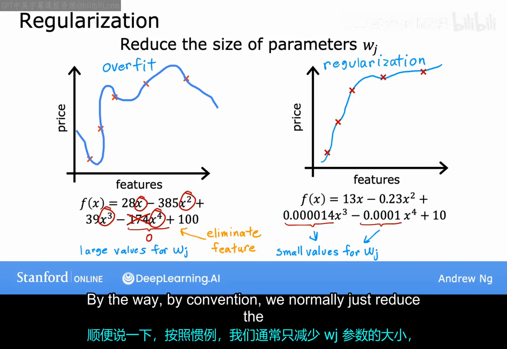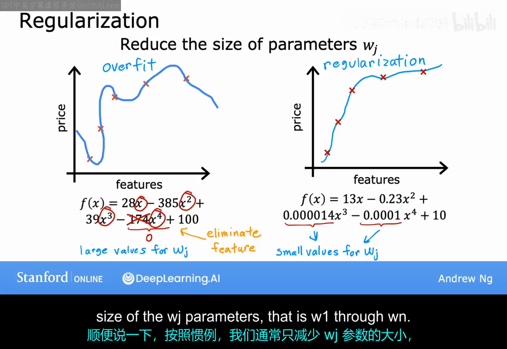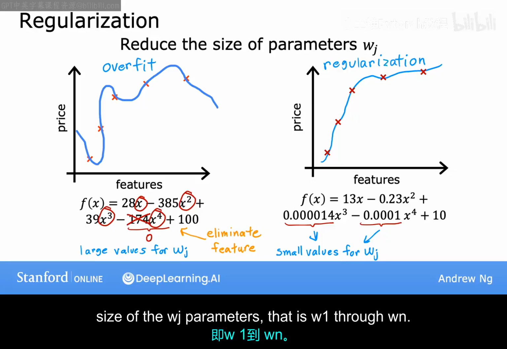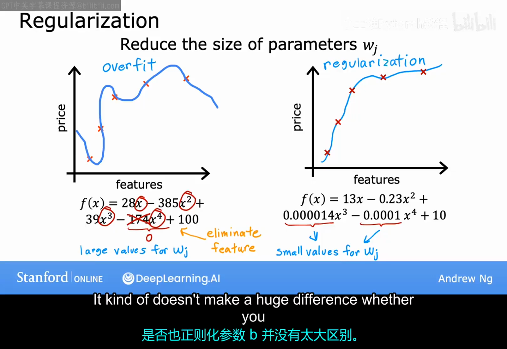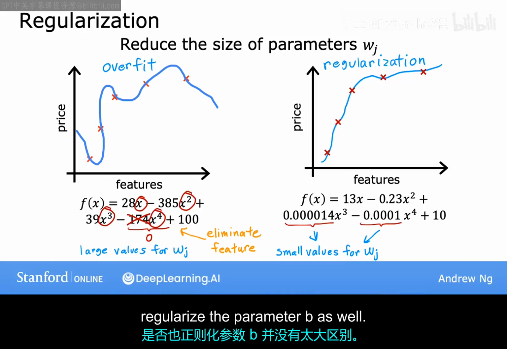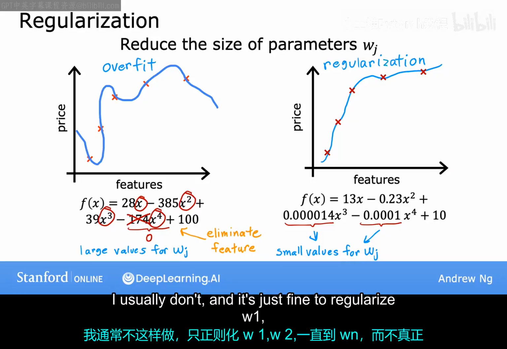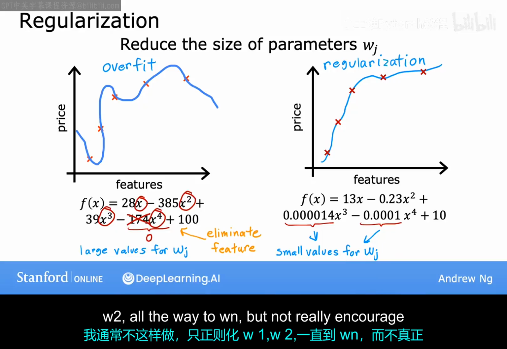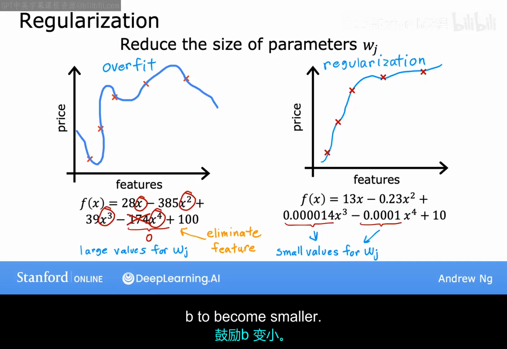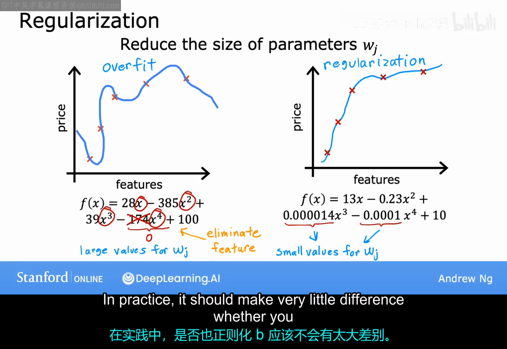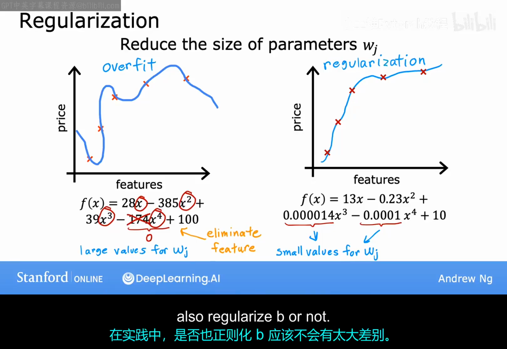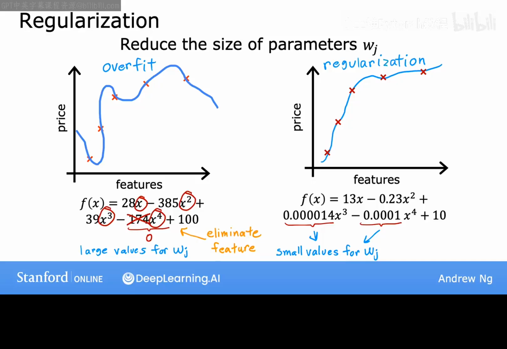By the way, by convention, we normally just reduce the size of the wj parameters, that is w1 through wn. It doesn't make a huge difference whether you regularize the parameter b as well. You could do so if you want or not if you don't. I usually don't, and it's just fine to regularize w1, w2 all the way to wn, but not really encourage b to become smaller. In practice, it should make very little difference whether you also regularize b or not.